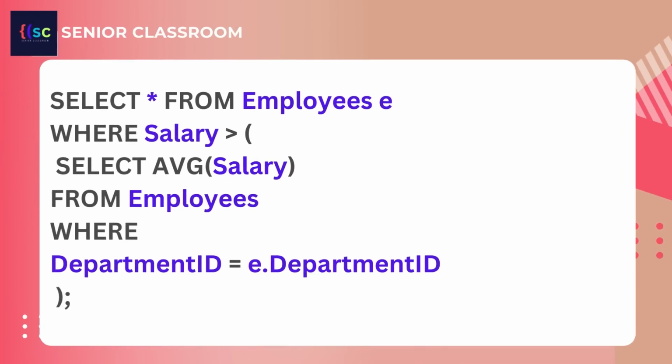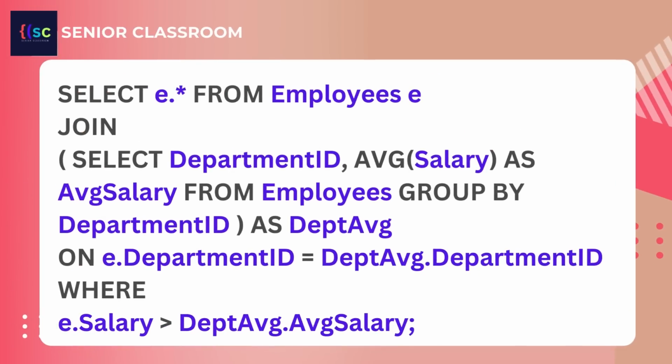Example: consider a correlated subquery to find employees with salaries above the average for their department. Optimize the query using a join to achieve the same result more efficiently. The optimization approach may vary based on the specific characteristics of your data and the database management system you are using.